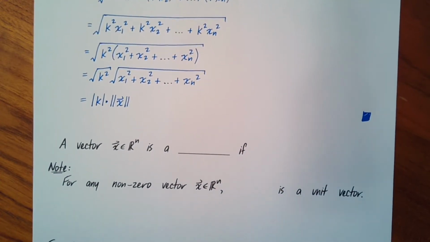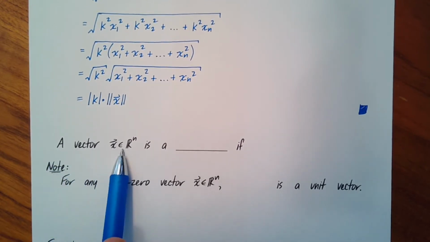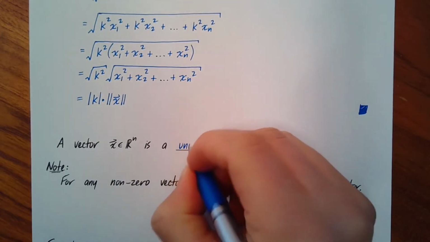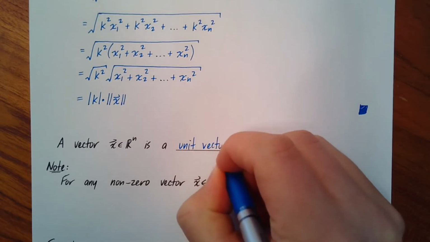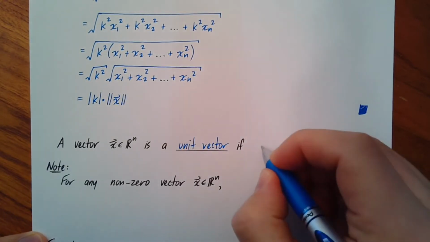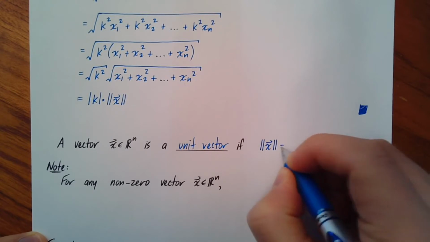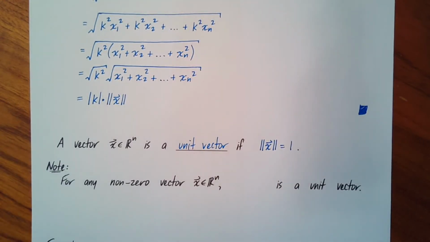Another idea that we can talk about is the idea of a unit vector. So this is another term that you'll want to know. A vector x, and this applies to vectors in any dimension, is called a unit vector if its length is equal to 1. So to finish the sentence, we'll just say it's a unit vector if the norm of x happens to be equal to 1. And that's what a unit vector is.